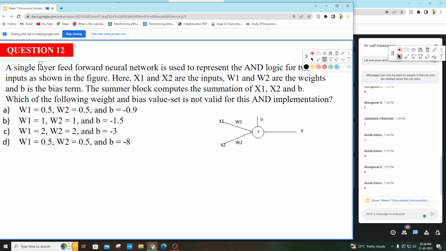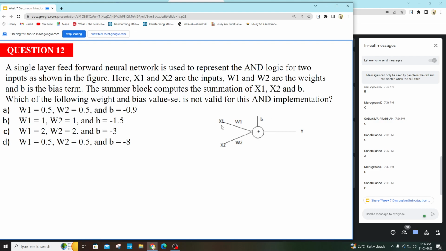Now question number 12. A single layer feed forward neural network is used to represent AND logic for two inputs as shown in the figure. These are the two inputs, x1 and x2. The weight for x1 is w1, the weight for x2 is w2, and b is a term called bias. The bias is given after the summation, so the summer block computes the summation of x1, x2 and the bias.